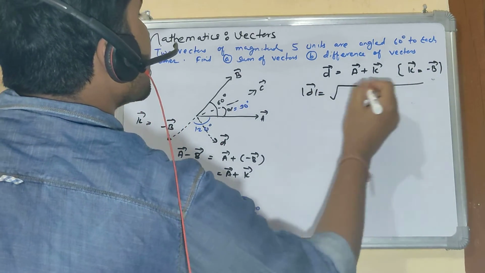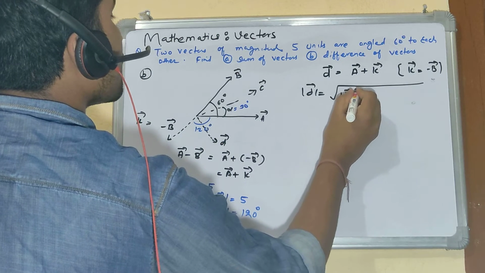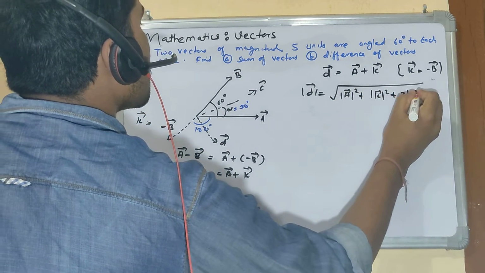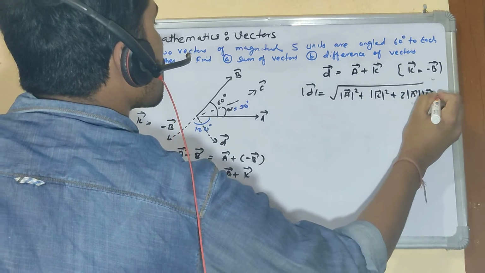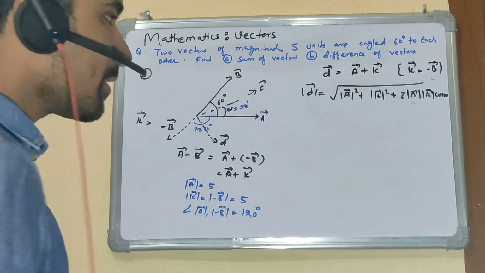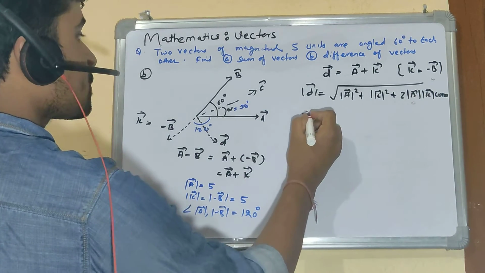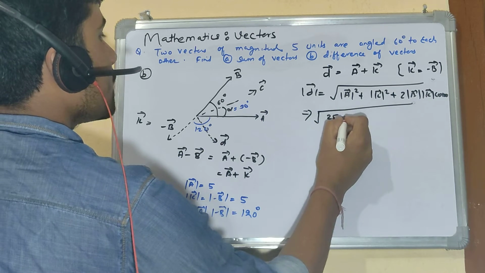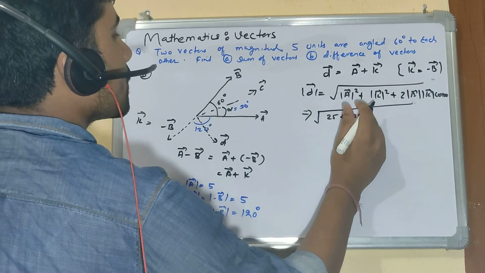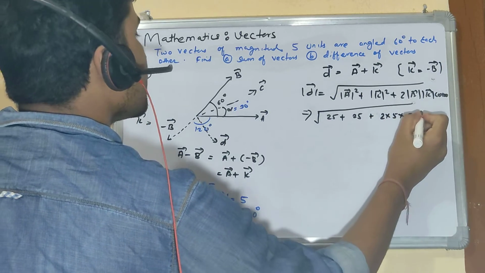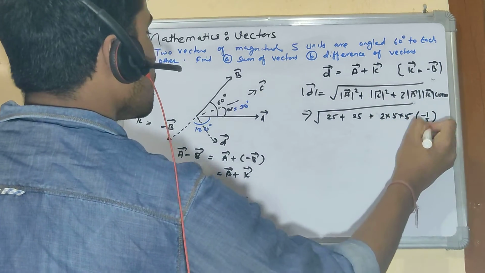Under root a magnitude square plus k magnitude square plus 2 a vector k vector cos of the angle between them, cos of 120 this time. Clear? Okay. So again, this is what? 5 square is 25, k square is 25, sorry, 25. This is again 2 into 5 into 5, cos 120 is what? Minus 1 by 2. Clear?